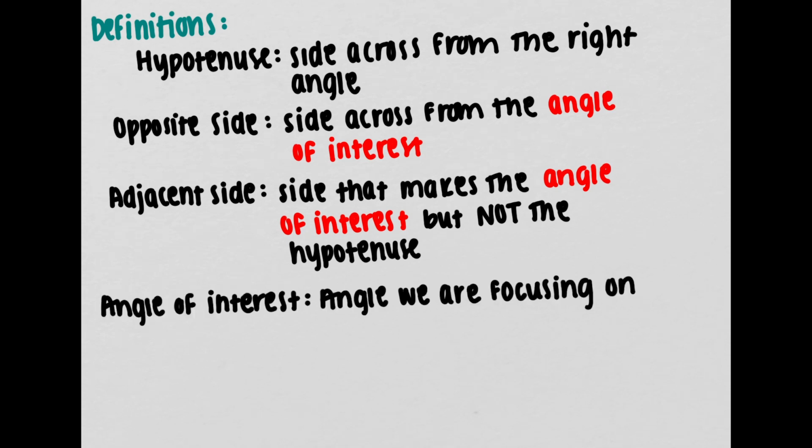And then your angle of interest is the angle that we're focusing on. So I'm going to say write this according to angle A, according to angle B. So it's that specific angle that we want to focus on. That's our central point. So the first thing we're going to talk about is labeling sides.